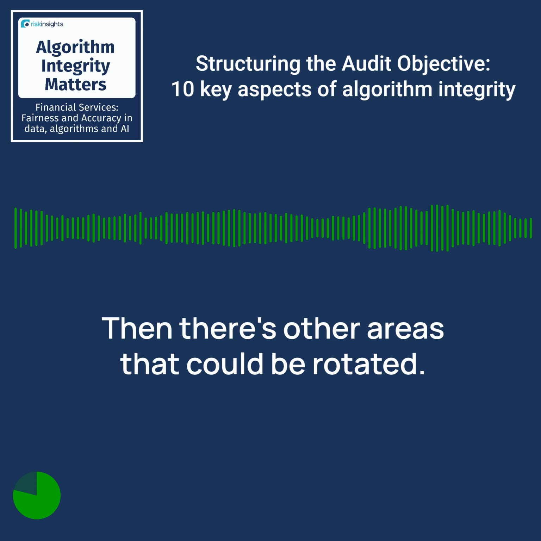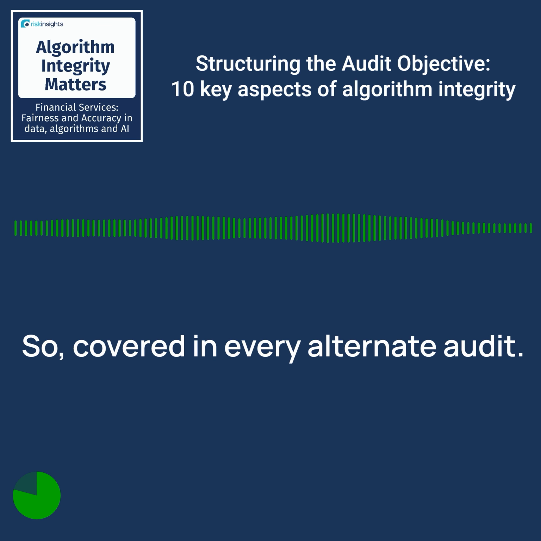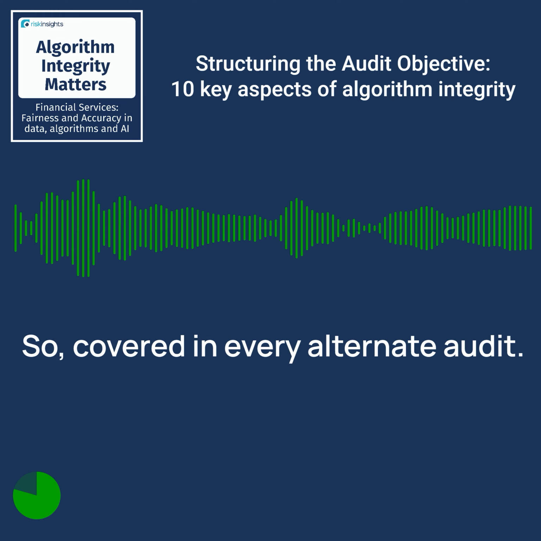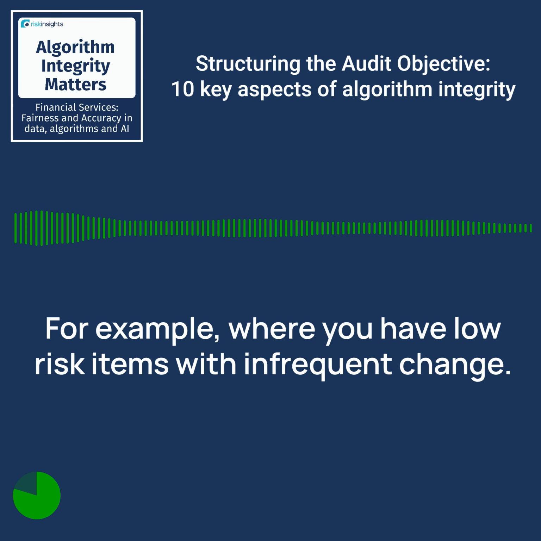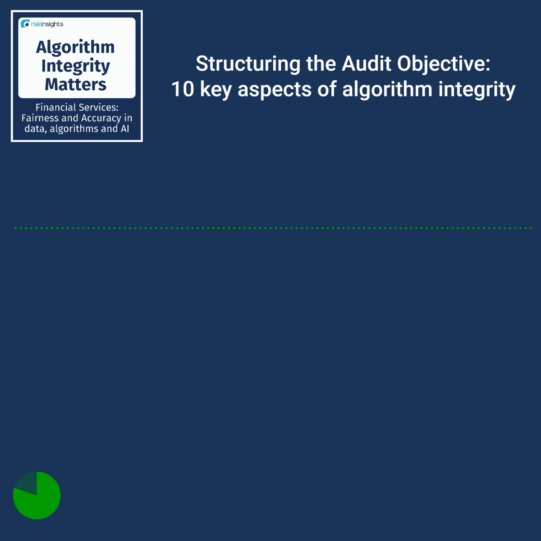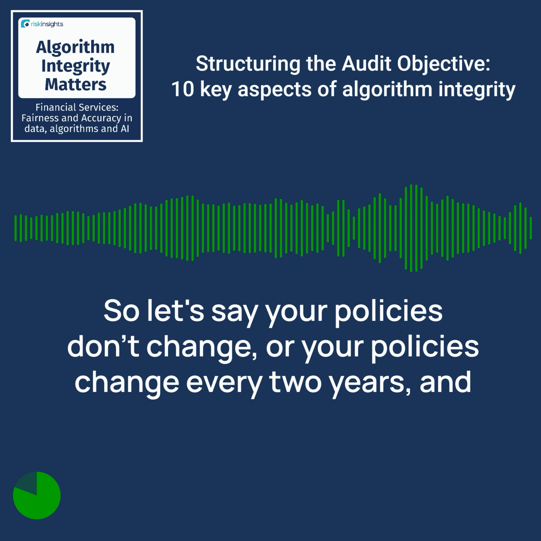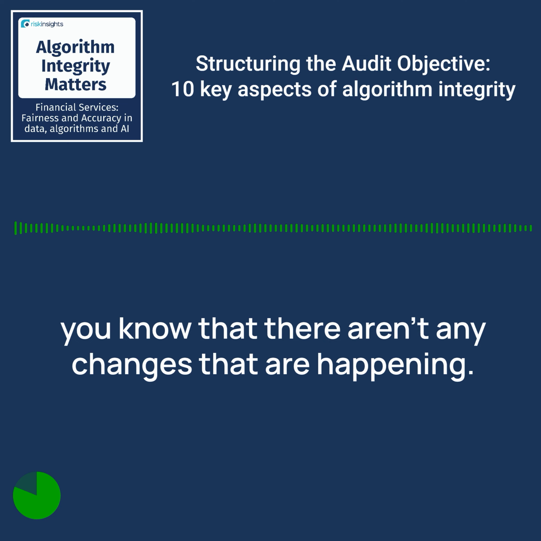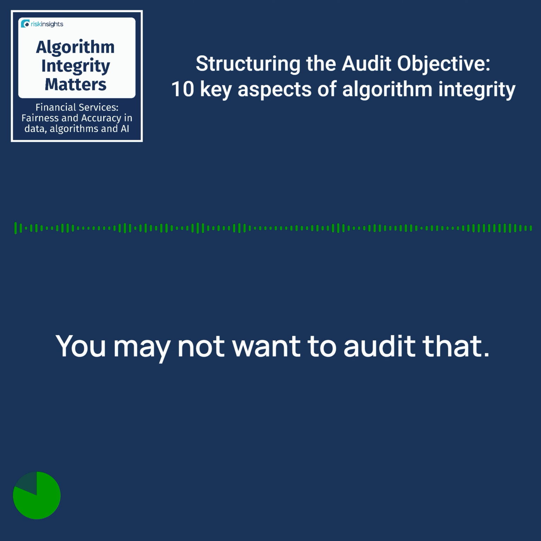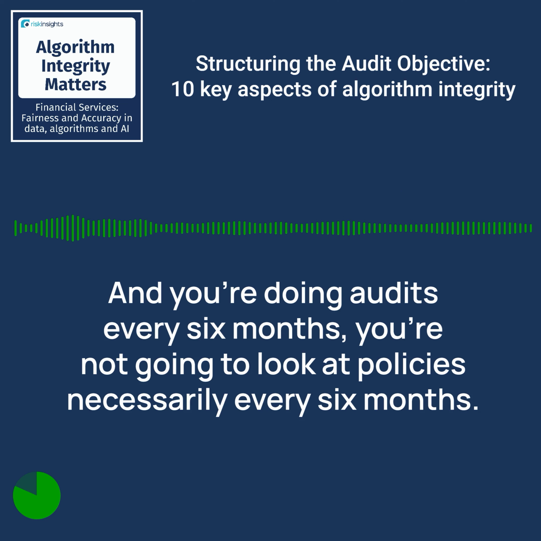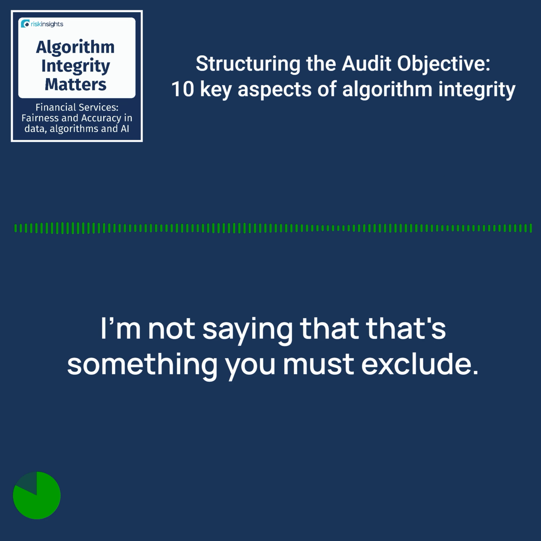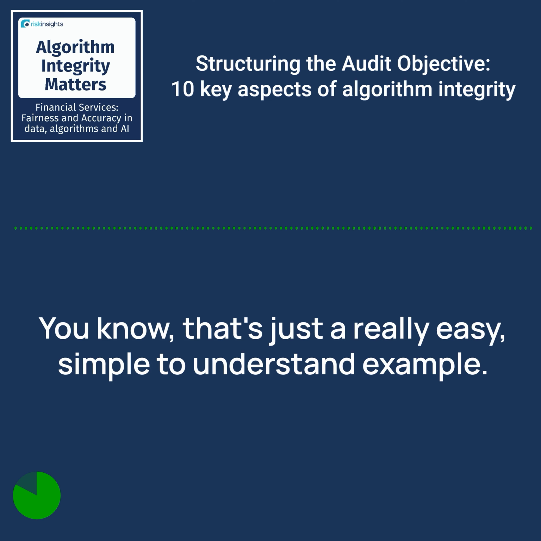Then there's other areas that could be rotated. So covered in every alternate audit, for example, where you have low risk items with infrequent change. So let's say your policies don't change, or your policies change every 2 years, and you know that there aren't any changes that are happening. You may not want to, and you're doing audits every 6 months, you're not going to look at policies necessarily every 6 months. That's just an example. I'm not saying that that's something you must exclude, but that's just a really easy, simple to understand example.